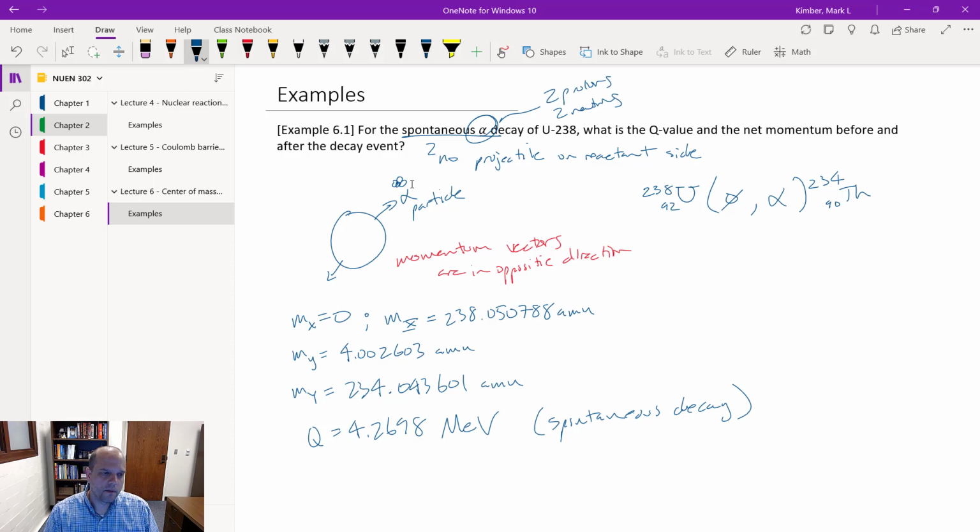And so I don't need to calculate the Coulomb barrier. I don't need to calculate the threshold barrier because I don't have a projectile in this case. The fact that my Q value is positive means I've got a spontaneous reaction, which in this case is a decay. And again, I can double check this. Once I create my Q value analysis script or calculator, then I'm home free. But I can always check just to make sure and verify that my calculator is doing things correctly.